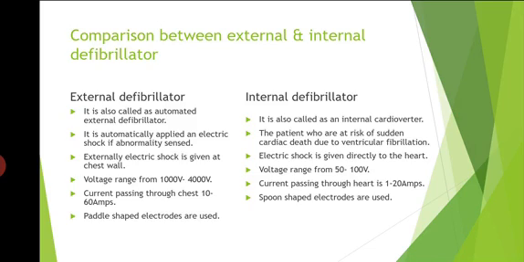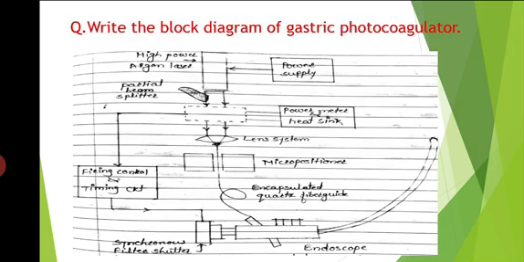In the external defibrillator, the current passing through the chest is 10 to 60 amperes. The current passing through the heart is 1 to 20 amperes in the internal defibrillator. In the external defibrillator, paddle-shaped electrodes are used. In the internal one, spoon-shaped electrodes are used. So you are getting a 5 marks question on this.